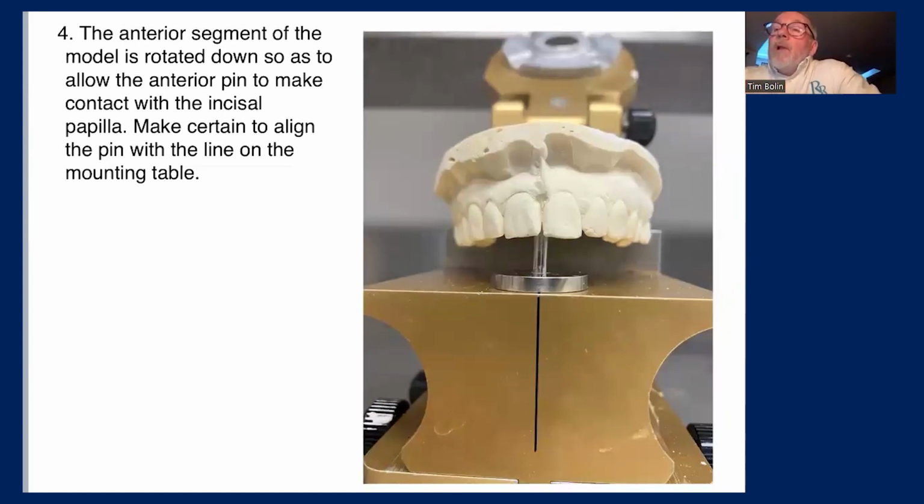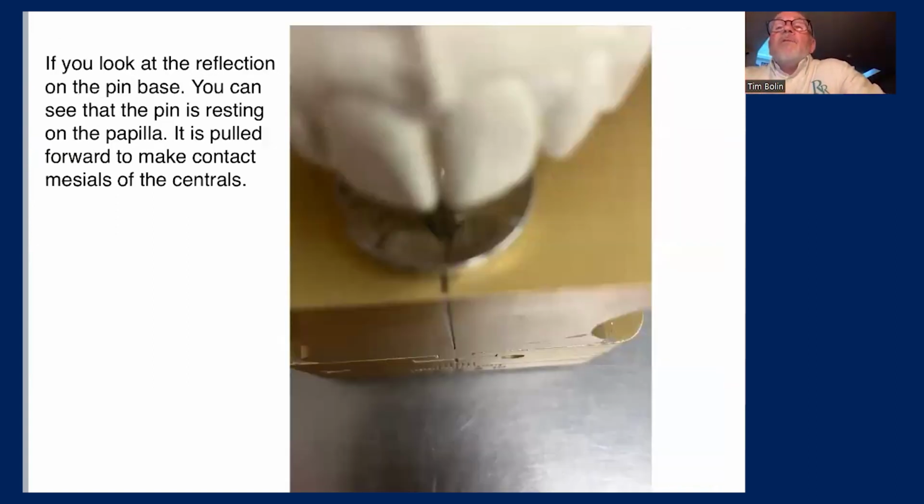That's pretty important. A lot of times in the laboratory, I will be able to evaluate a crooked midline or a shift in the midline simply by taking a look at it on the Acculiner. These shifts are picked up quite readily when we do this. But we always want to make sure that we get that pin lined up in the middle of the table as best possible. If you look down at the reflection of the pin base down below the two centrals, you can see that it is resting on the papilla. It's pulled forward to make contact with the mesials of both centrals and then centered back on that line again.